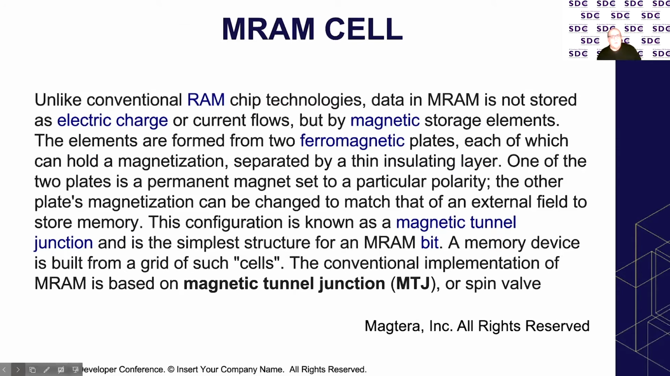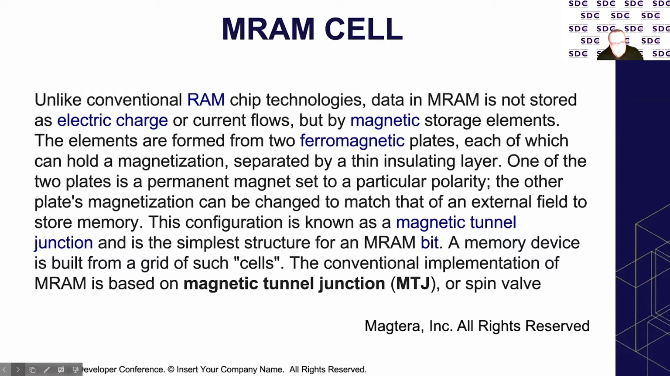Unlike conventional RAM chip technologies, data in MRAM is not stored as electric charge or current flows, but by magnetic storage elements. The elements are formed from two ferromagnetic plates, each of which can hold a magnetization, separated by a thin insulating layer. One of the two plates is a permanent magnet set to a particular polarity. The other plate's magnetization can be changed to match that of an external field to store memory. This configuration is known as a magnetic tunnel junction and is a simple structure for an MRAM bit. A memory device is built from a grid of such cells.